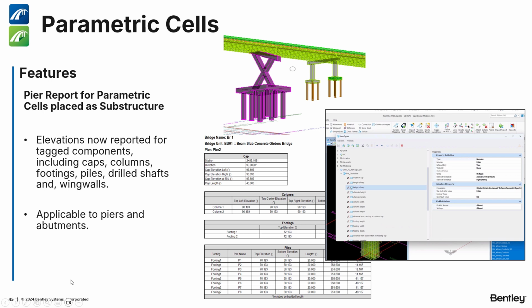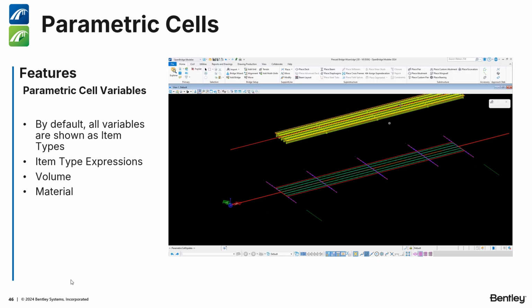A lot of enhancements on parametric cells. You place the parametric cell, and we will give you the quantities of each one of the elements that you have previously tagged on the parametric cell, as well as elevations, the geometry elements, and also item types that are generated automatically, taking into account the variables that you have used to create that parametric cell.